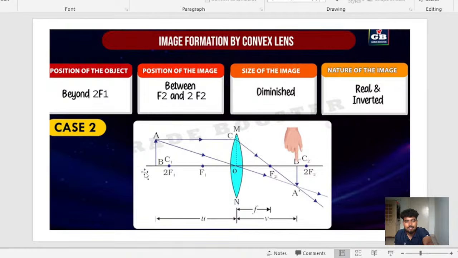The object is kept at the top, but the image is formed on the downside. So it is inverted. We already know the nature of the image of a convex lens. It is real and inverted. Is your doubt clear?